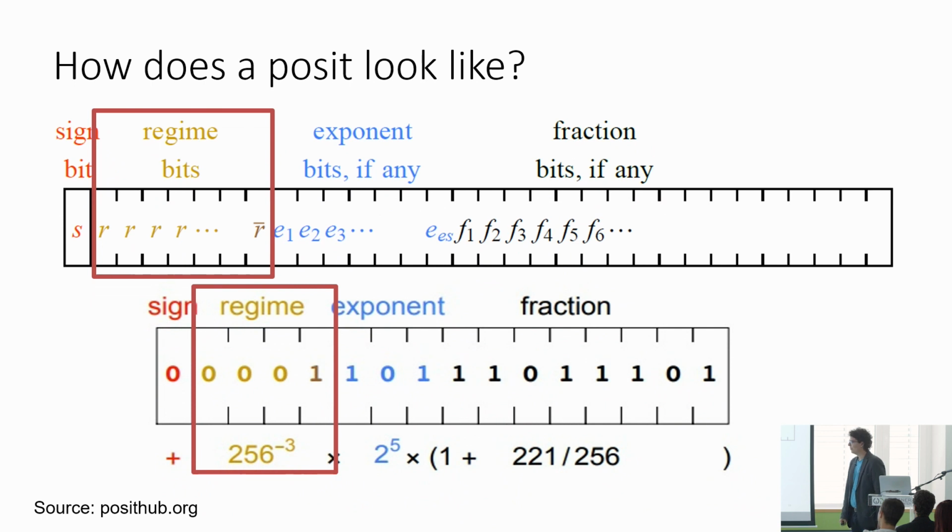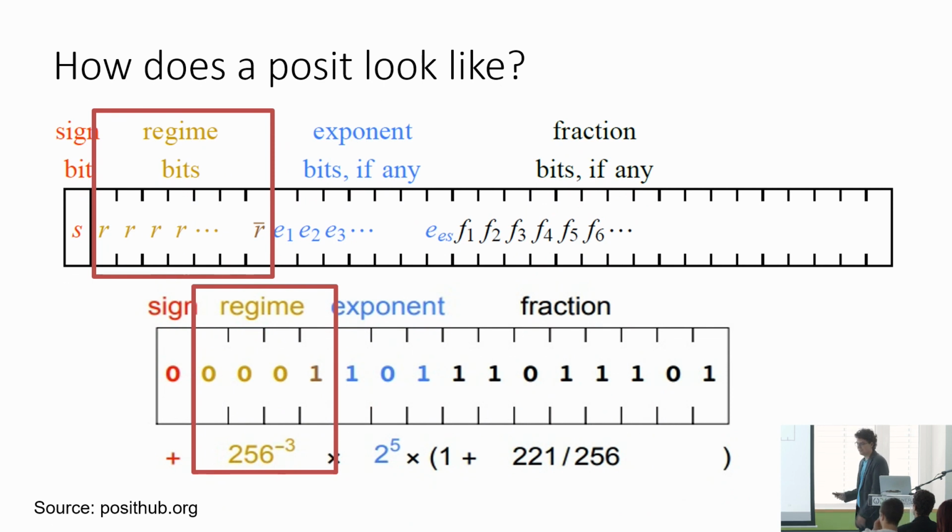And the regime works the following way. It is coded in a unary way. So we just get the first regime bit, see whether it's a 1 or a 0, and see how many consecutive bits of the same kind we have until we find an opposing bit. So in this example, the first regime bit is a 0. We see that there are 3 zeros before a 1. So the value of the regime is going to be 3, or in this case, a negative 3, because we counted zeros. If we would have counted ones, then it would be a positive number. So that's how it works.